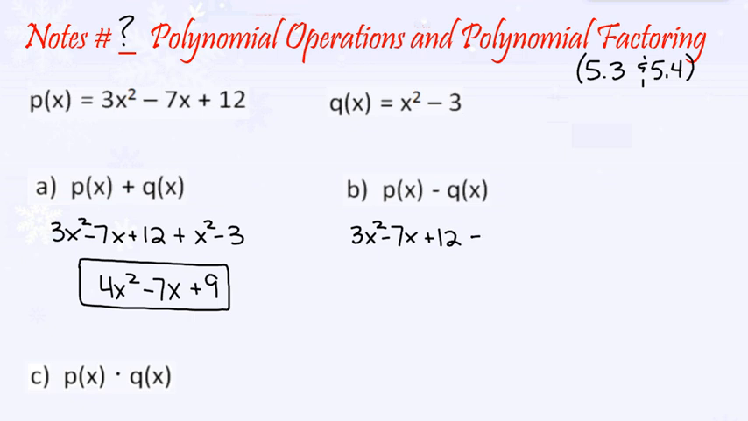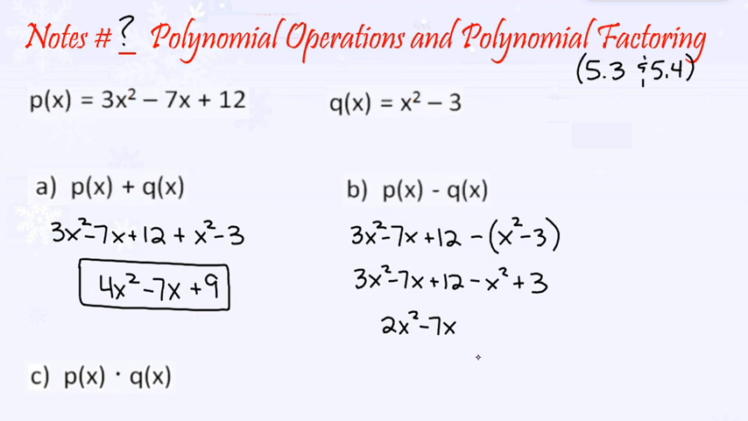So I'm going to put minus for q of x, and then I'm going to put q of x in parentheses. So minus parentheses x squared minus 3. And then I'll distribute that negative and get rid of the parentheses. So now we have minus x squared and plus 3, and now we're ready to combine like terms. So 3x squared minus x squared is 2x squared, and minus 7x, and then we have 12 plus 3, so we have plus 15. So there is our new expression that we got by subtracting the two previous ones.